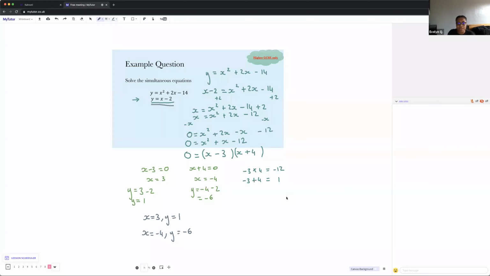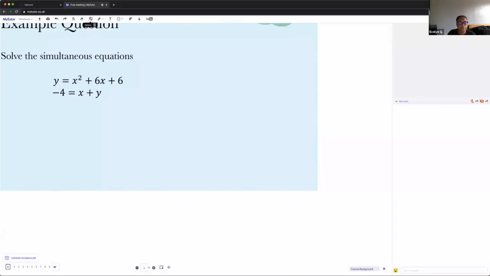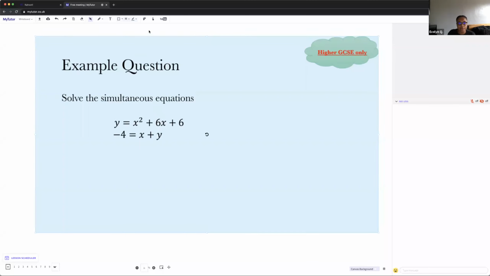Just for time's sake, I will continue answering these questions, but what I would like you guys to do is have a go at answering this question while I go through and answer some of these questions. So I'll zoom in a little bit and have a go at answering this question. For a hint, rearrange that linear equation so that either x is the subject of the equation or y is the subject of the equation, and then substitute.